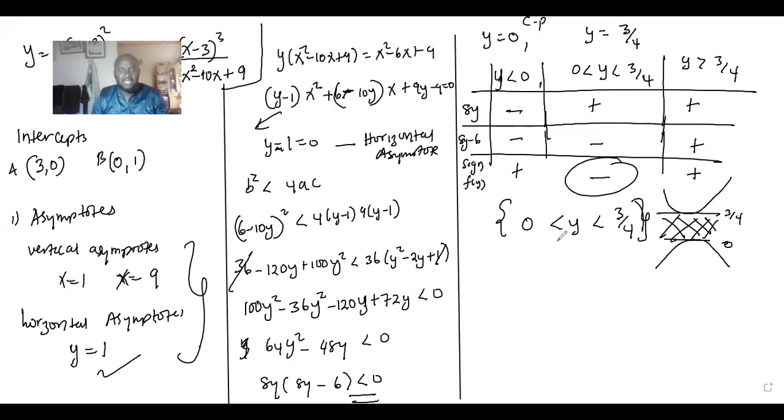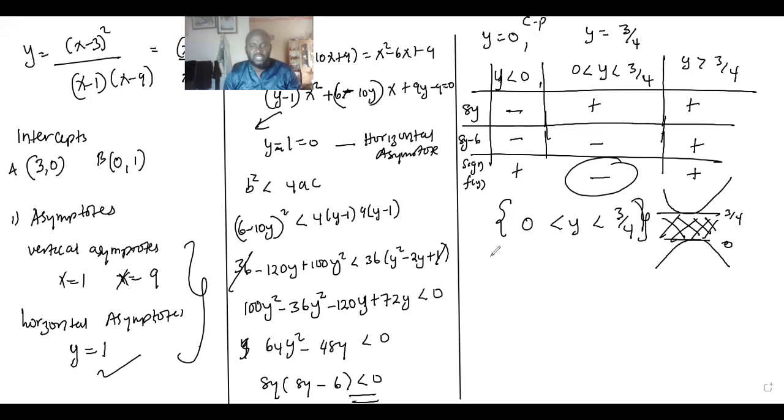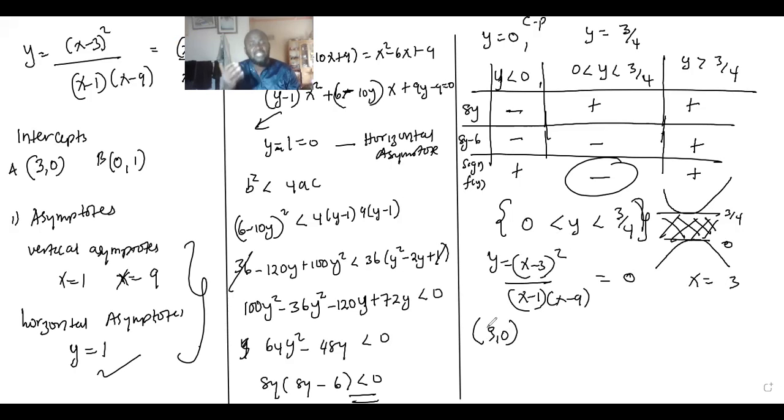So what does it mean? Get 0 for y and substitute it here. y is (x minus 3) squared over (x minus 1)(x minus 9). Substitute, put 0 for y. When this is equal to 0, x is equal to 3. So when x is 3 it is a turning point. So (3, 0) is an intercept. It is a common item.